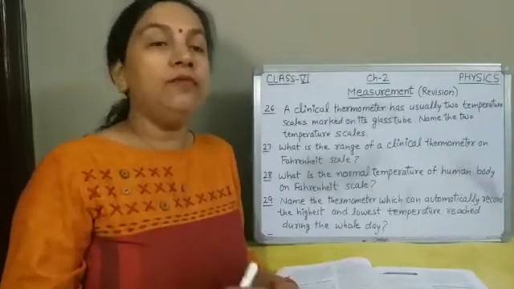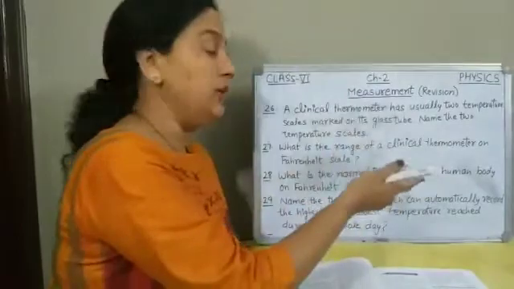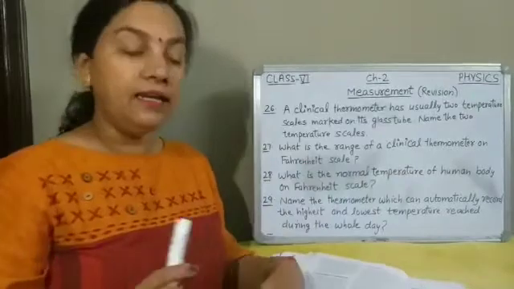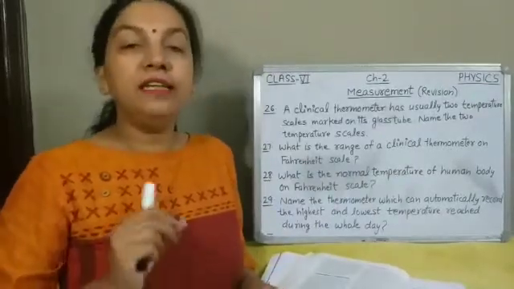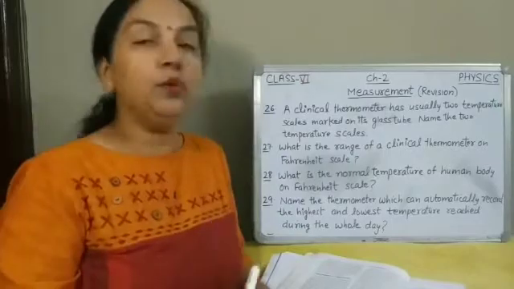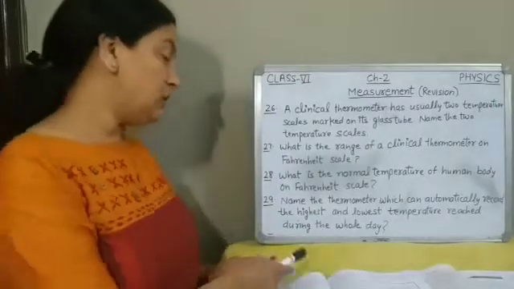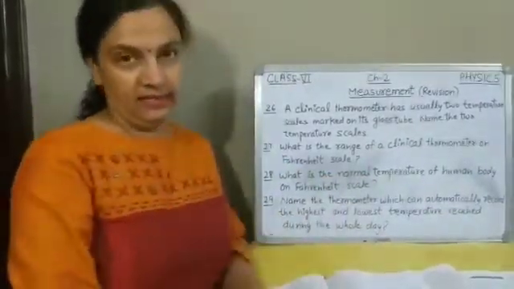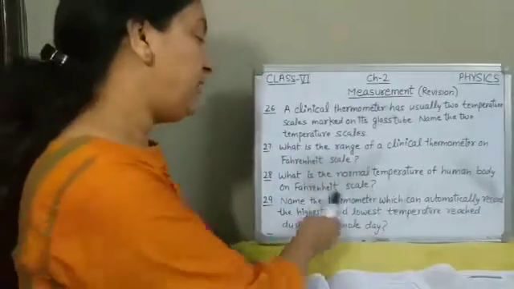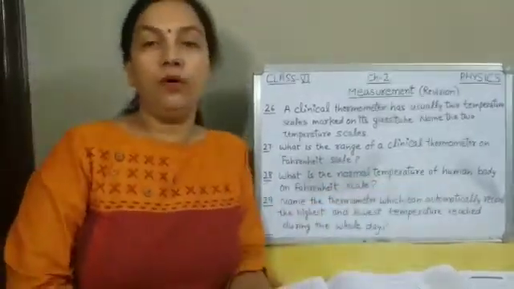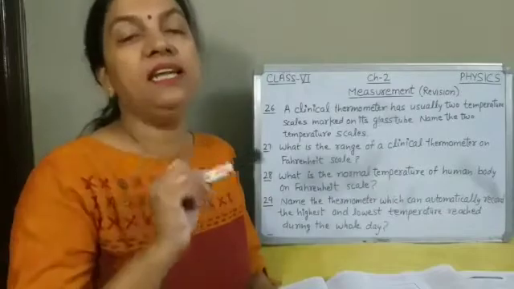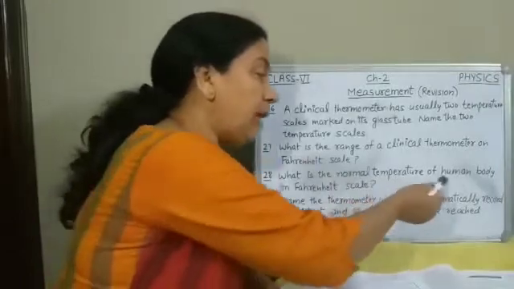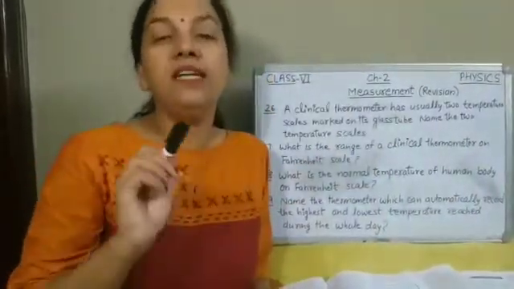And you also know, if the question asks for the range of a clinical thermometer on Celsius scale, then it will be from 35 degrees Celsius to 42 degrees Celsius. Now the next question is, what is the normal temperature of human body on Fahrenheit scale? On Fahrenheit scale the normal temperature of human body is 98.6 degree Fahrenheit, and in Celsius scale it is 37 degrees Celsius.